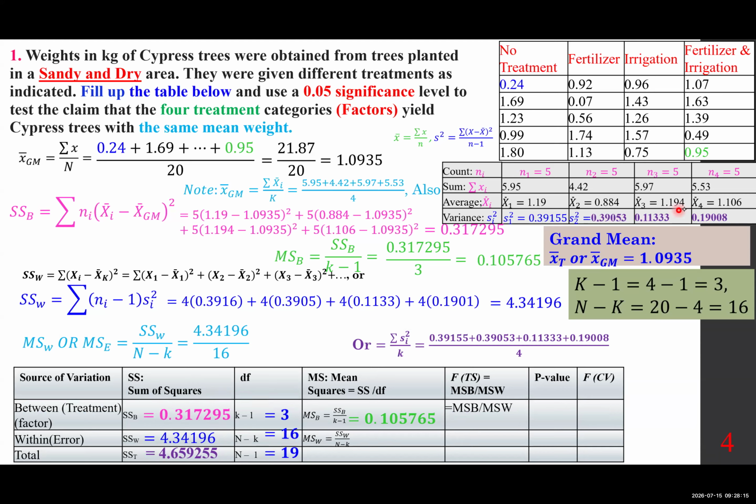Or take the average of the standard deviations, and that gives us this number, 0.271373. Then F is the ratio of the two numbers. These two numbers is the F. And we put it here.